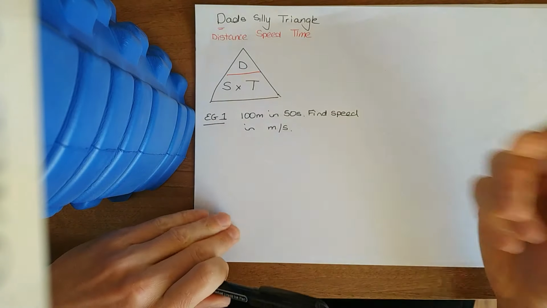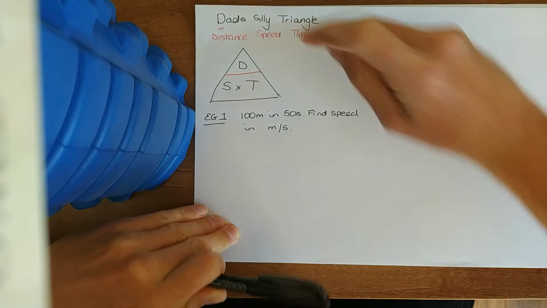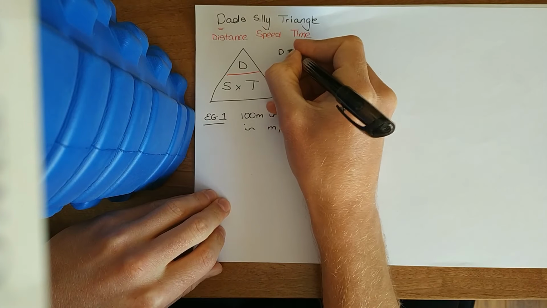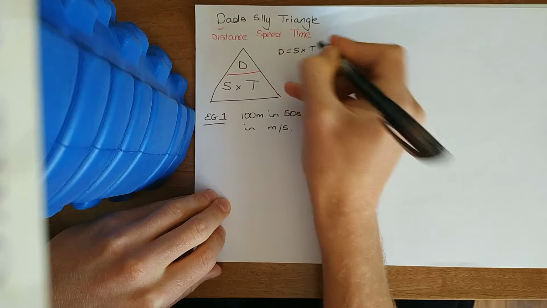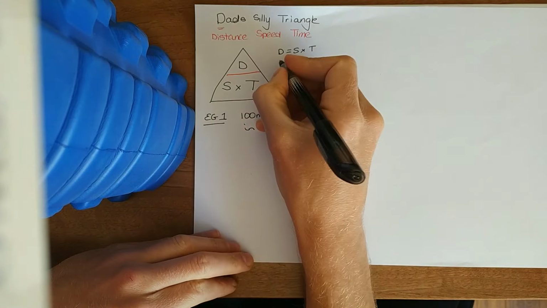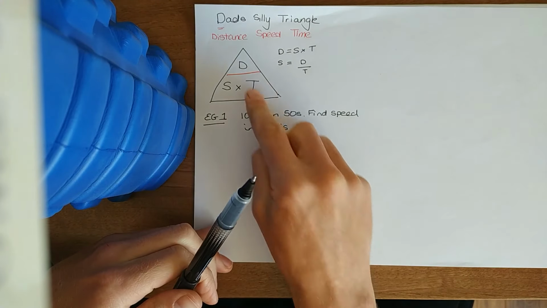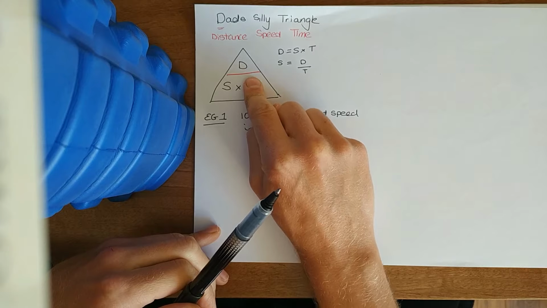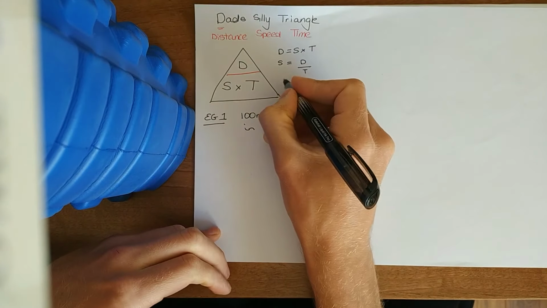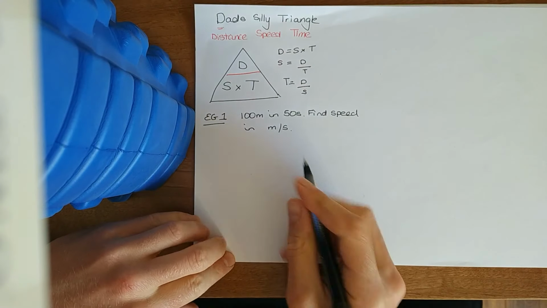So if I'm looking for distance, D stands for distance, cover it up, and you're left with S times T. So D is equal to S times T. If I'm looking for speed, cover it up, you're left with D over T. And if I'm looking for time, or how long a journey took, cover up your T, and you're left with D over S.